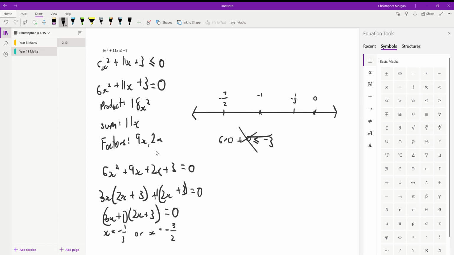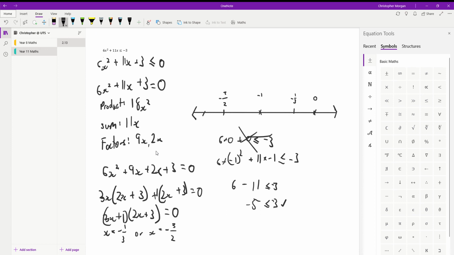Negative 1 is going to be the easiest because it's definitely in between those two, and it's a whole number. Alright, so we have 6 times negative 1 all squared plus 11 times negative 1. Is that less than or equal to negative 3? Well, let's say 6 minus 11. Is that less than negative 3? Yes, okay, because negative 5 is less than negative 3. So we do have a solution inside.